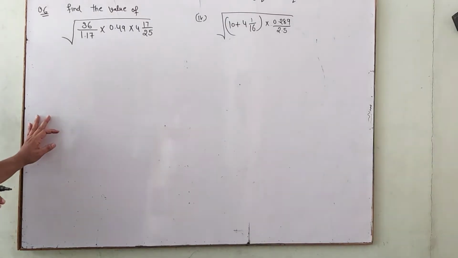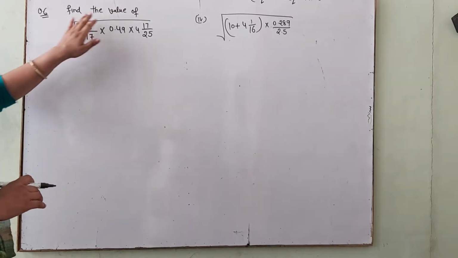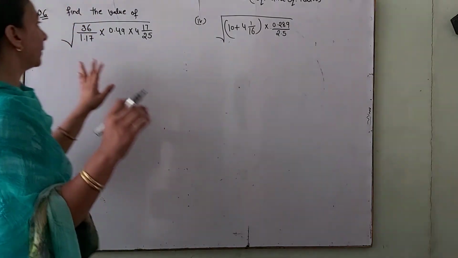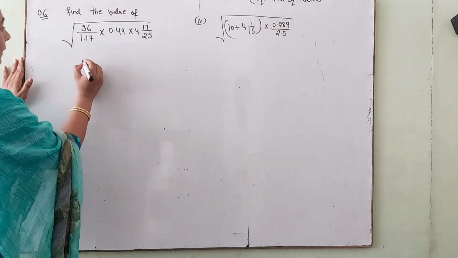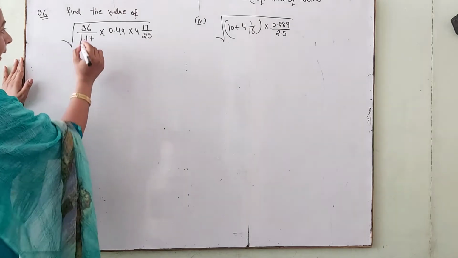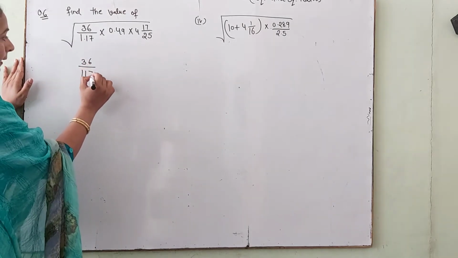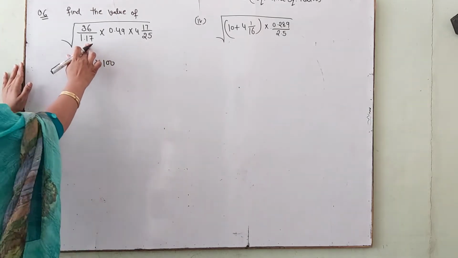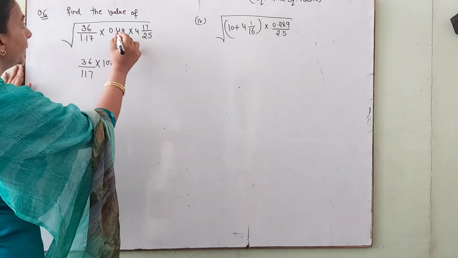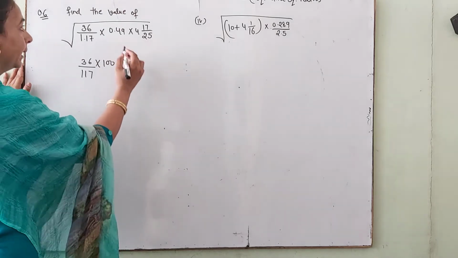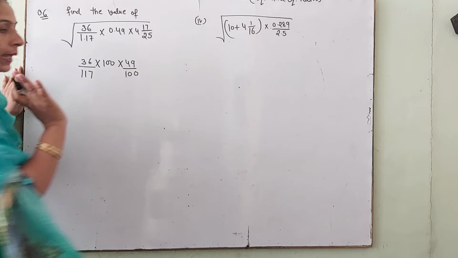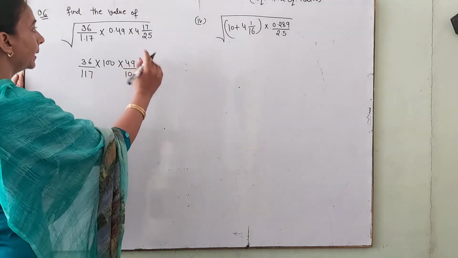Next question, question number 6. Find the value of square root of this and square root of this. First we solve this. 36 by we write 117 and multiply 100. Okay, 4 point. Again multiply 0.49, then we write 49 by 100. Okay, next this is mixed fraction.